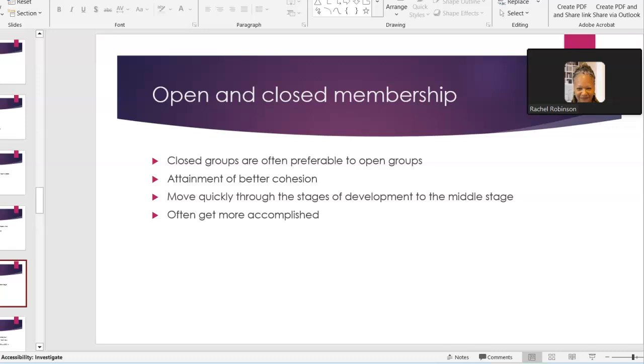Communication looks different with open groups. With closed groups, there are better opportunities to establish healthy group dynamics. In closed groups, you can move more quickly through the stages of development to the middle stage, which is your working stage. You get more accomplished. With open groups, the group might never get past the beginning stage because there are so many members coming in and out.